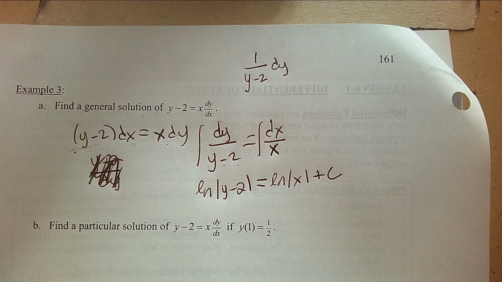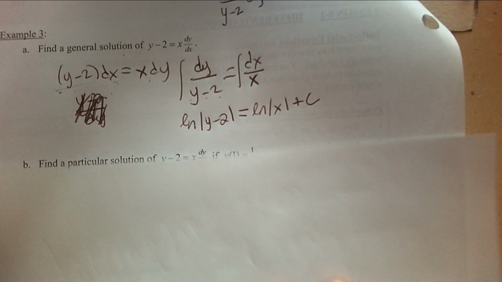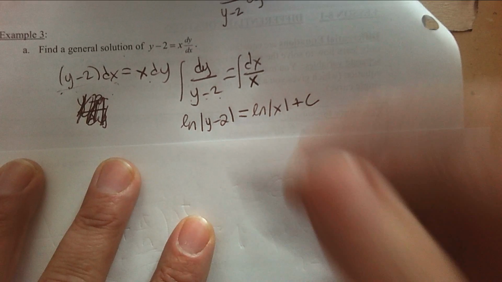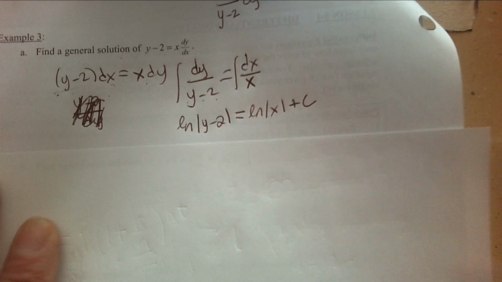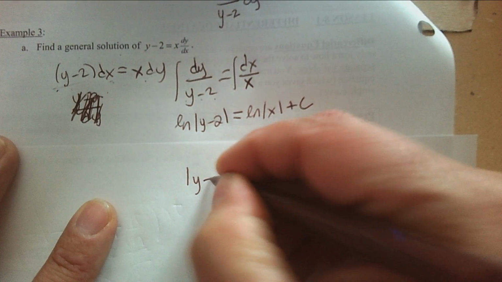You ready? I'm going to take out because I'm going to run out of space here. How do I write this? So, do you notice we have 2 logarithms? We have to pick one of them. I want to get y by itself, so that's the one I'm going to pick. What's inside the logarithm? The absolute value of y minus 2.